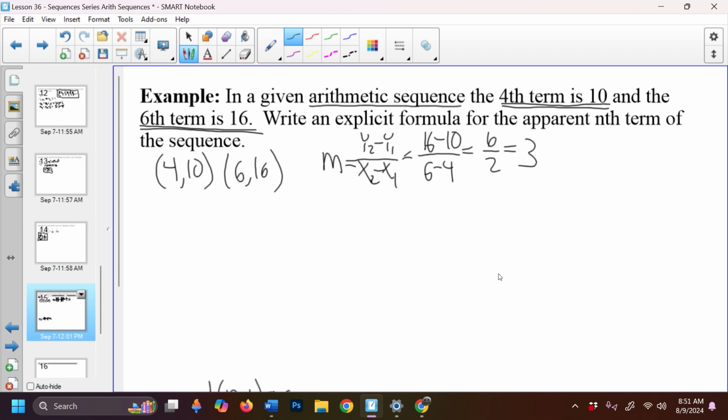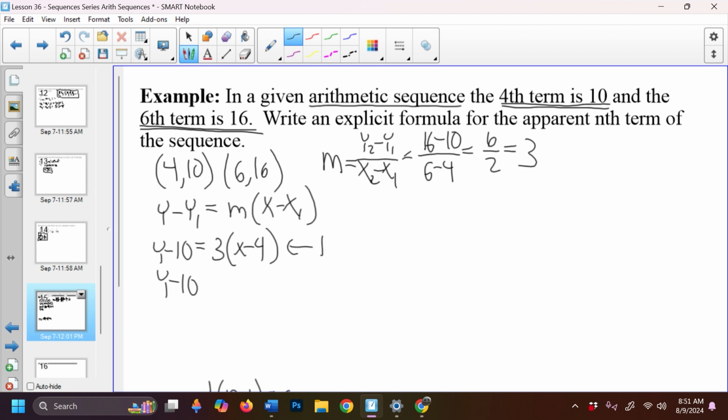That gives me 3. And then I can use the point slope formula. Remember your point slope formula: y minus y1 equals m times x minus x1. And we'll plug in for that. We'll use the first term here. We'll go y minus 10 is equal to 3 times x minus 4. And I'll distribute. So y minus 10 is equal to 3x minus 12.